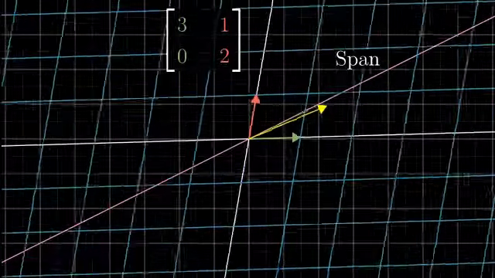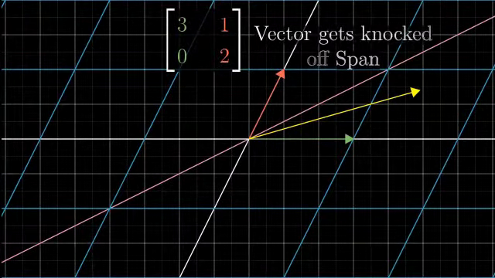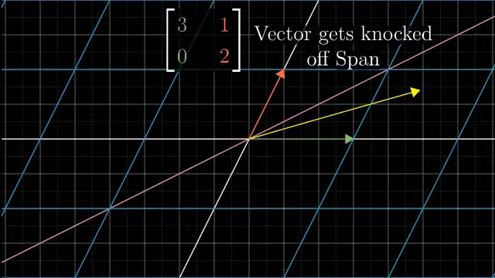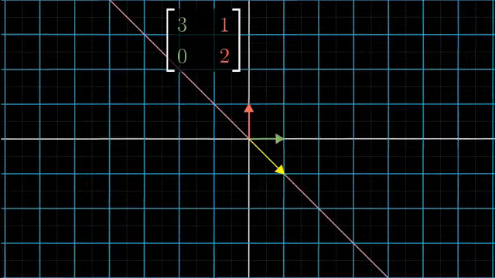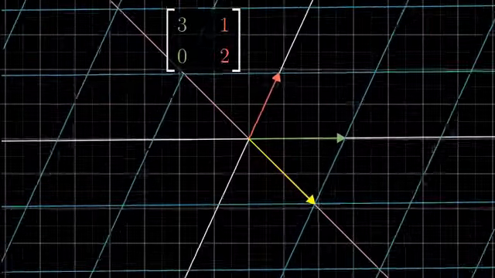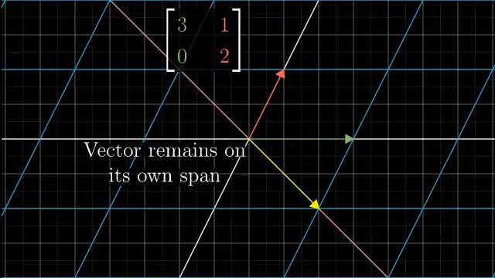Most vectors are going to get knocked off their span during the transformation. I mean, it would seem pretty coincidental if the place where the vector landed also happened to be somewhere on that line. But some special vectors do remain on their own span, meaning the effect that the matrix has on such a vector is just to stretch it or squish it, like a scalar.